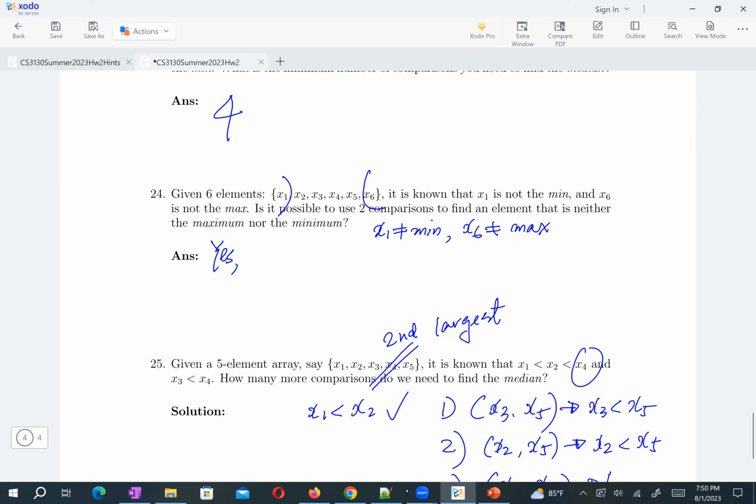Then we just pick any one of the 4. Let me pick x2. Our first comparison, we compare x1 and x2. There are 2 possible cases. The first one, if x2 less than x1, then we get a solution immediately, because minimum less than x2 less than x1, so x2 is the solution.